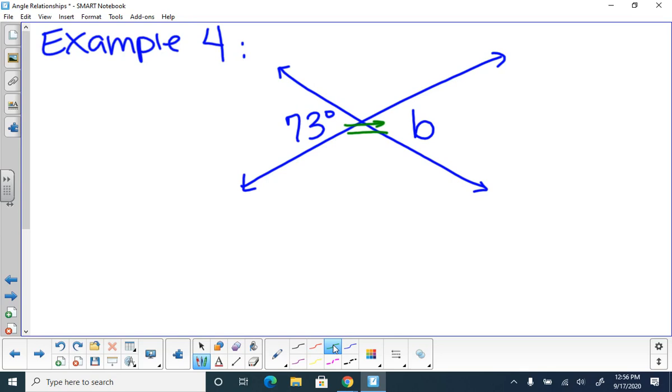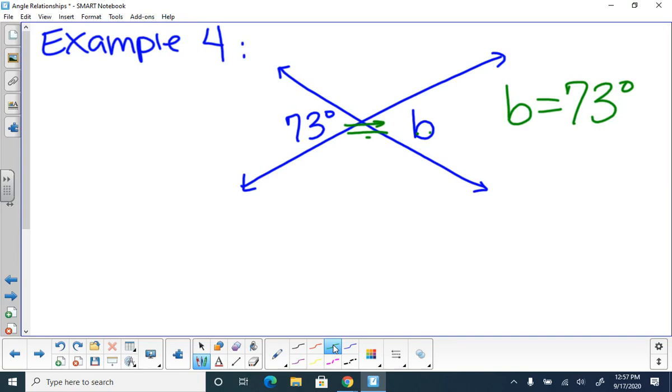So in this case, what is the measurement of angle B? 73. You wrote it just here. 73 equals B. B equals 73. So in this case, B is 73 degrees. Done. It is really that straightforward. That is all you do mathematically.